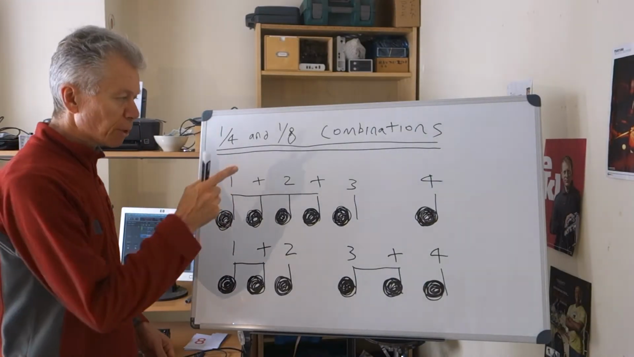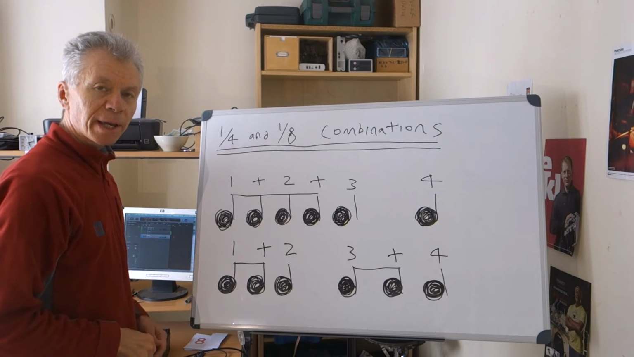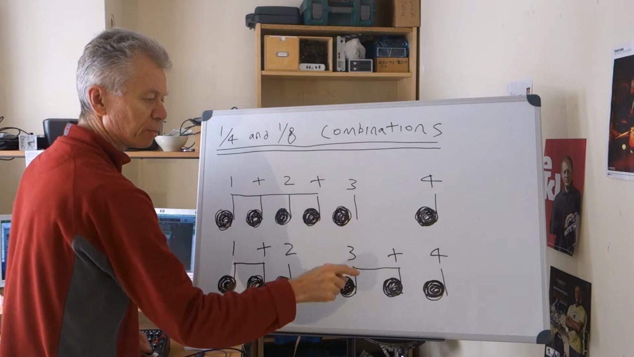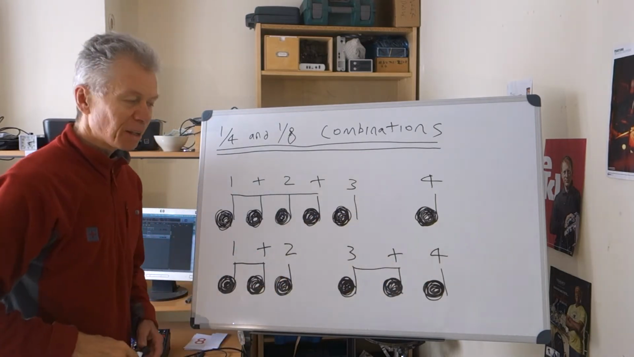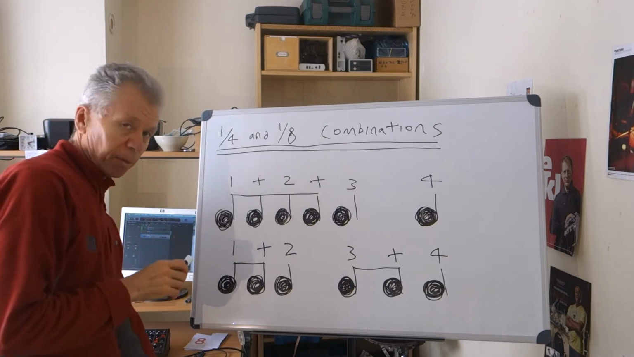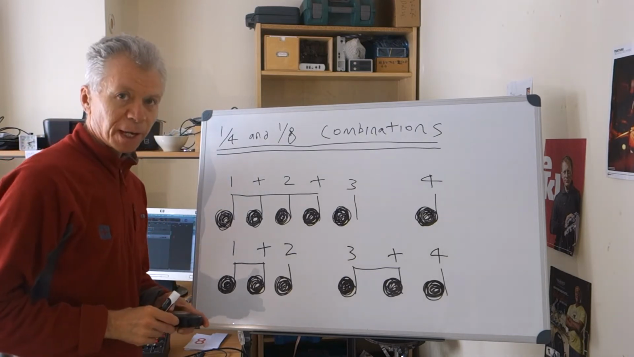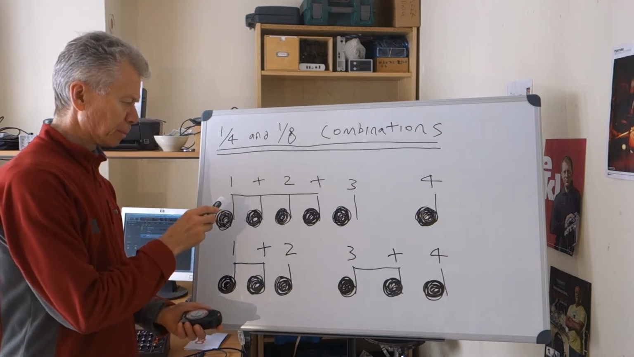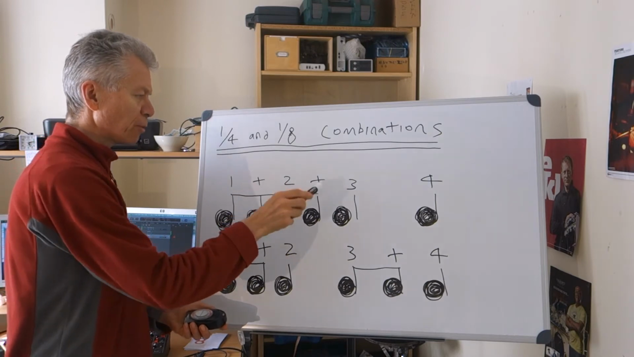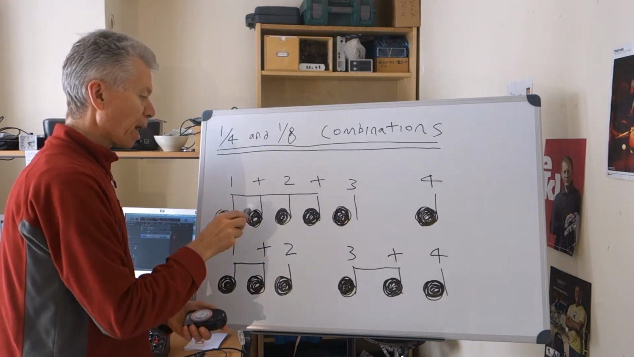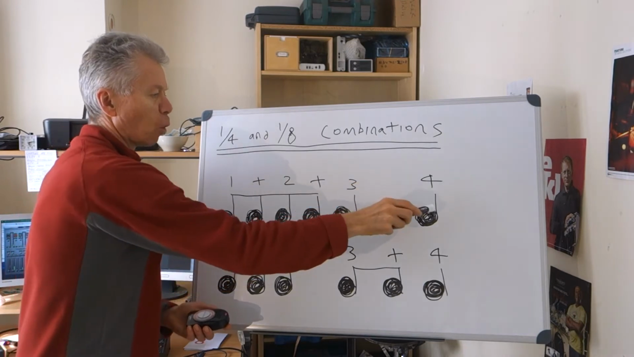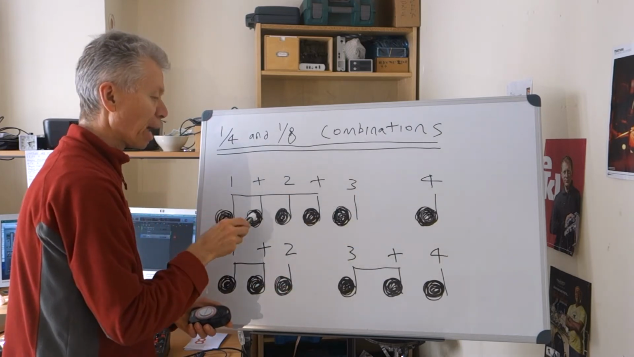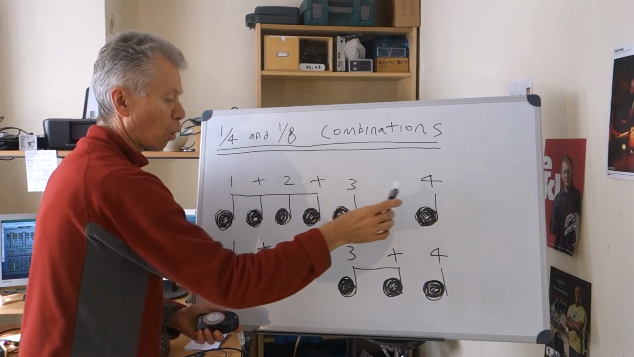so here are two rhythmic patterns that combine eighth notes and quarter notes. Okay, so looking at these, I'm going to demonstrate these with the metronome again at 60 beats a minute. 1 and 2 and 3, 4. 1 and 2 and 3, 4. 1 and 2 and 3, 4. 1 and 2 and 3, 4.